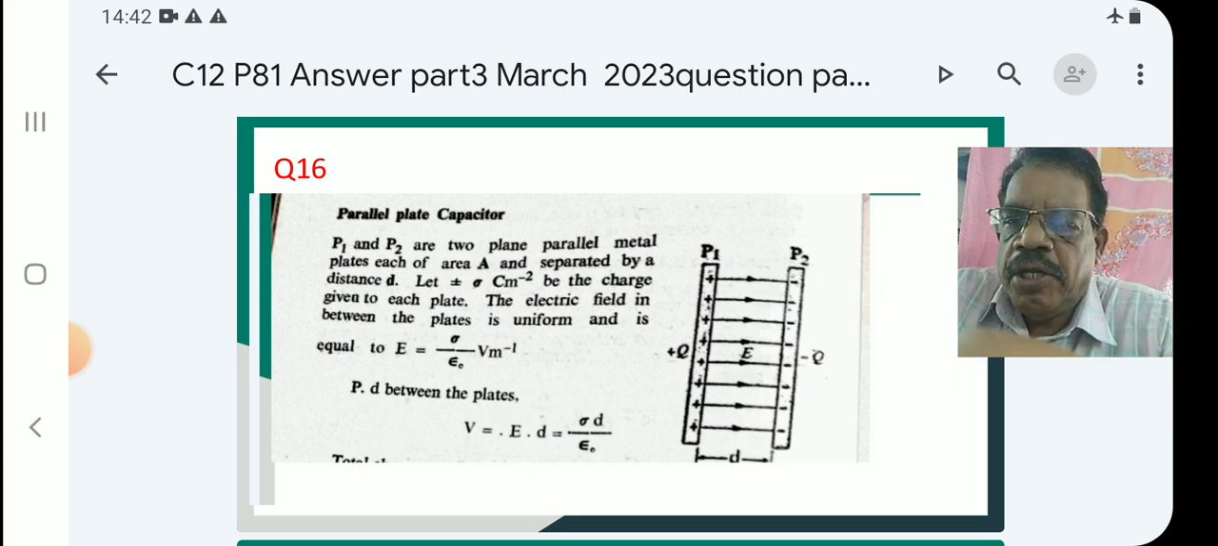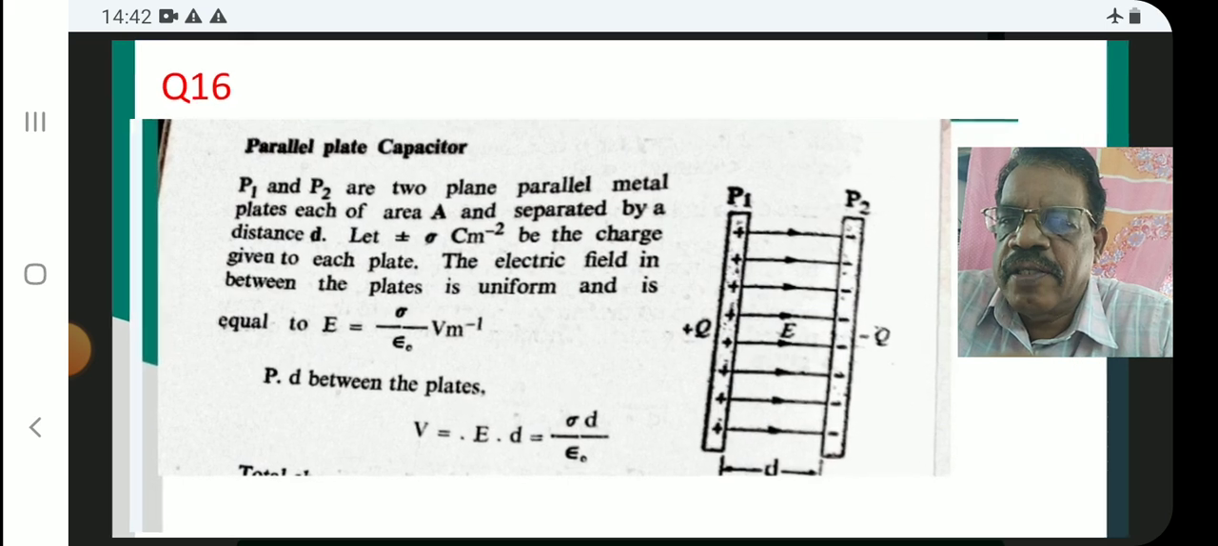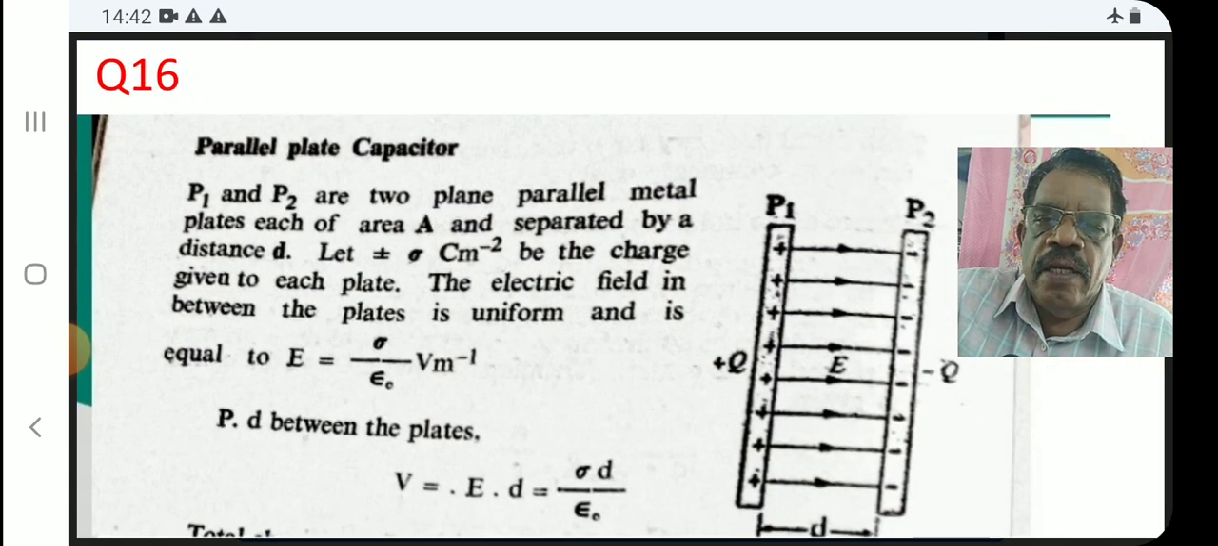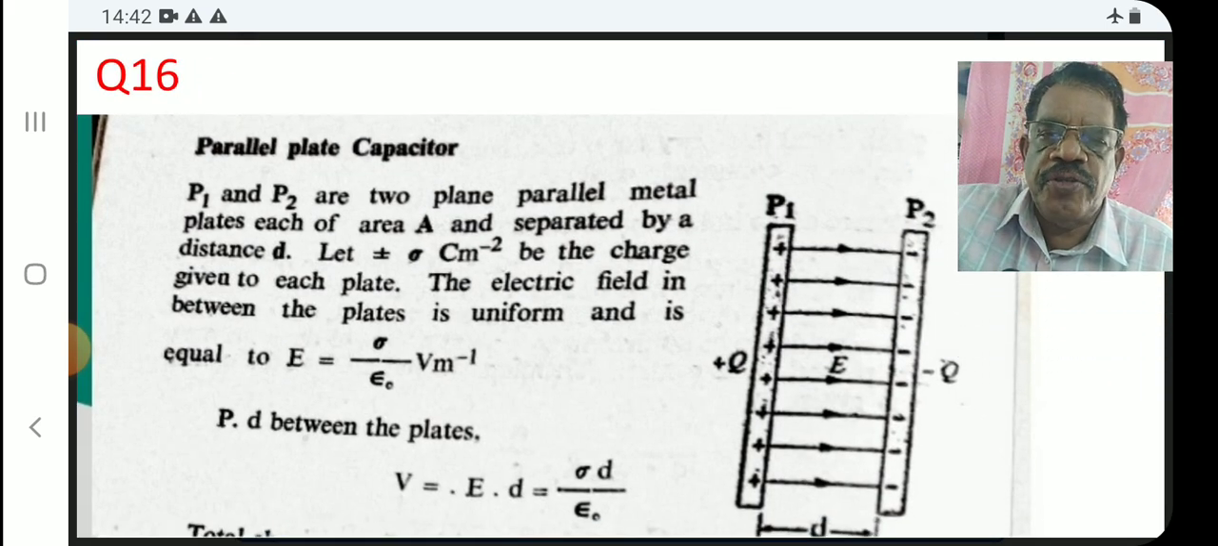Parallel plate capacitor. You know, a capacitor is a device to store charge. Its simplest form is the parallel plate capacitor.